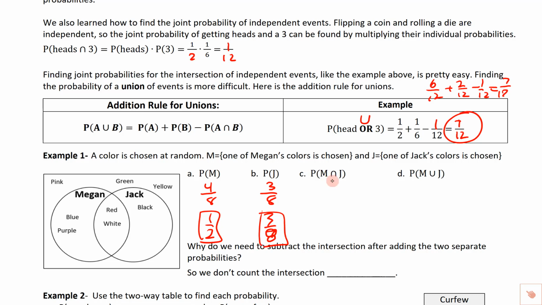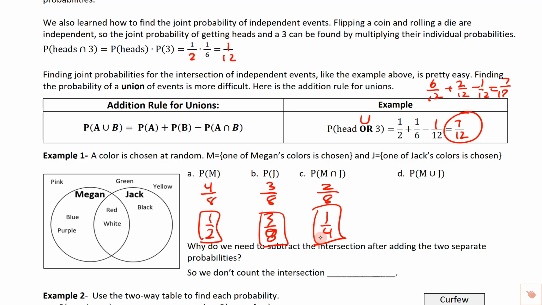For the intersection, that's an "and." They've got to be in Megan's color palette and Jack's color palette. So that means there's only 2. So this is 2 out of 8, and we can reduce that to 1/4. All of those are pretty easy.